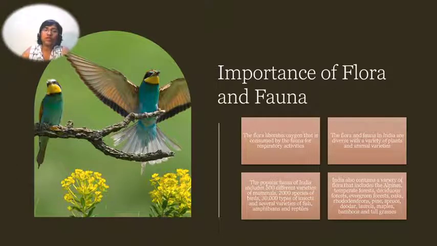India also contains a variety of flora that includes the alpines, the temperate forests, the deciduous forests, evergreen forests, oaks, rhododendrons, pine, spruce, deodar, laurels, maples, bamboos, and tall grasses. This is about the flora and fauna varieties that we see in the subcontinent.